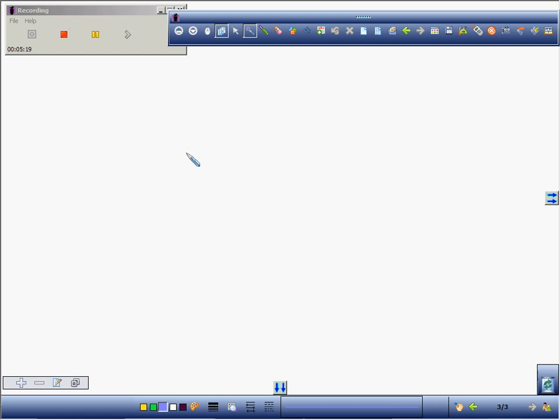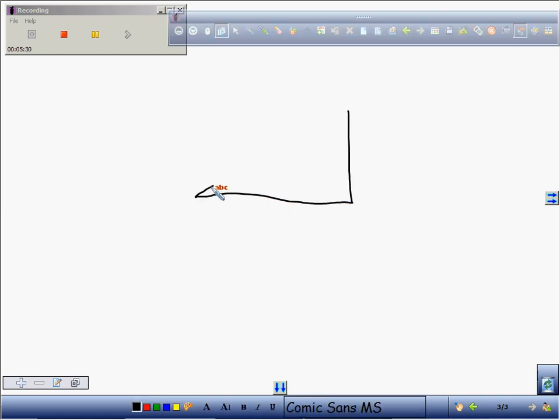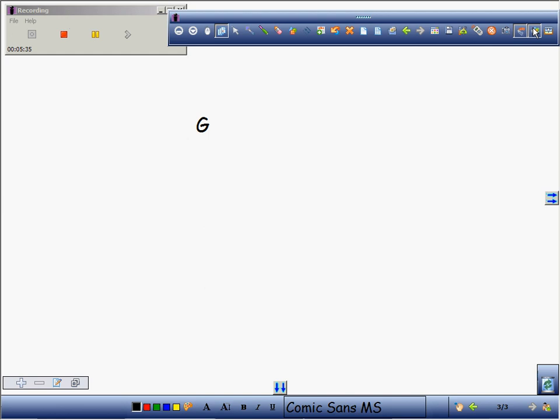So, for example, participation point for this one too. Oh, that's doing the wrong thing. Hey, I used the wrong tool. Gotta use the right tools. There we go.